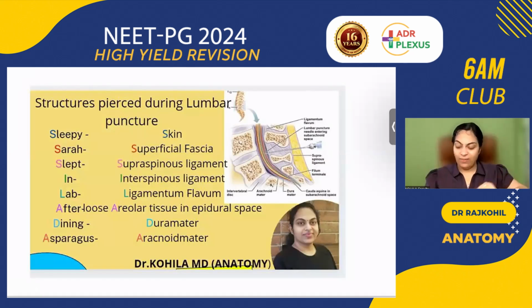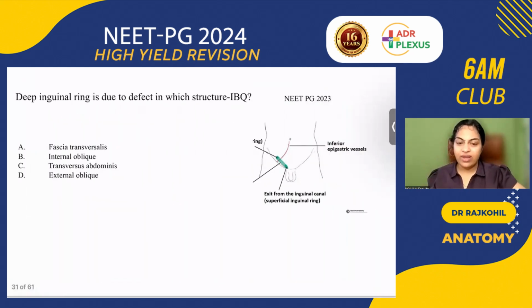Right? Okay. Deep inguinal ring is due to defect in which, that was asked, right? Yes? Easy. Yeah, we are just revising together, right? You're not learning anything. We're just doing a quick revision.